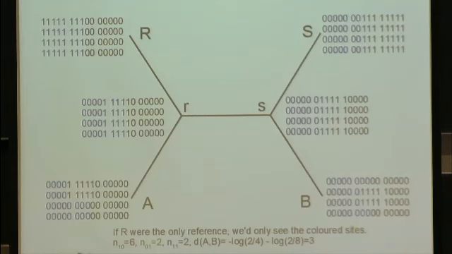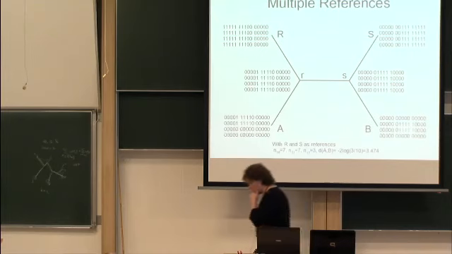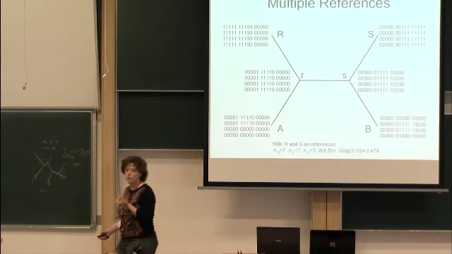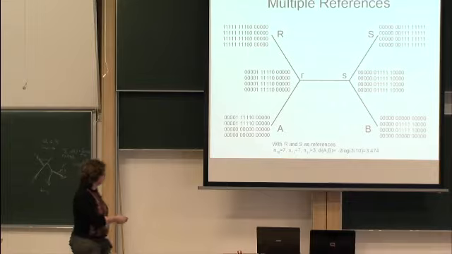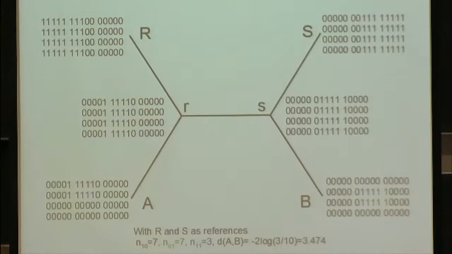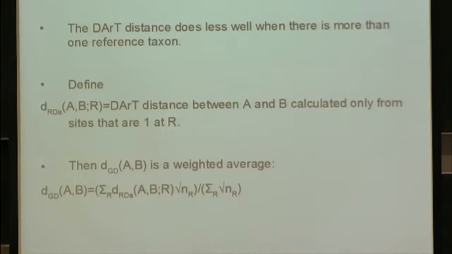However, if we see any fragment that appears in either R or S, and we just apply our straightforward DART distances, we end up with an overestimate. We'll get to why later, but this is just to convince you that there's a problem here: we can't just take our simple correction and apply it to the case with multiple references.